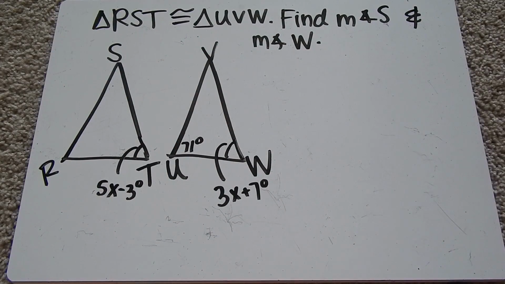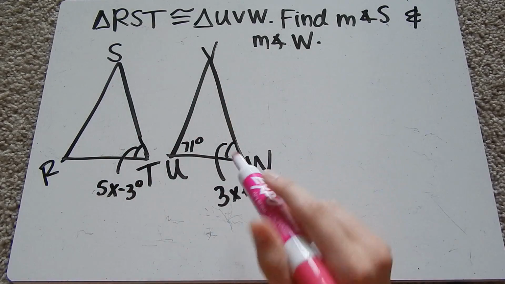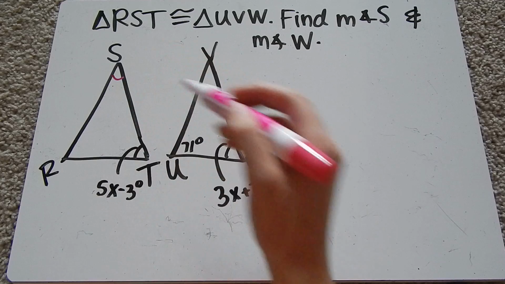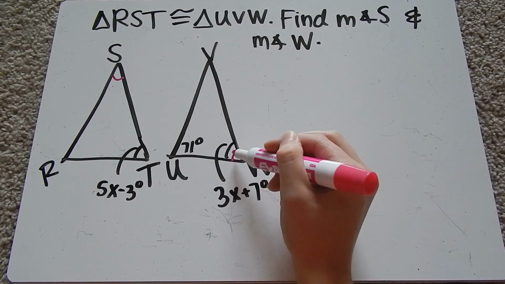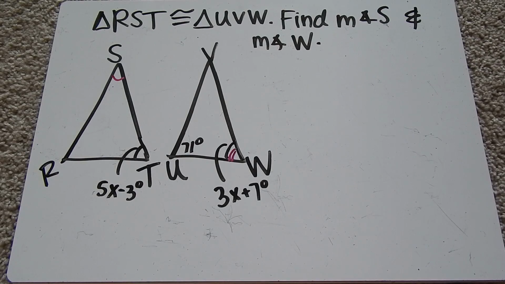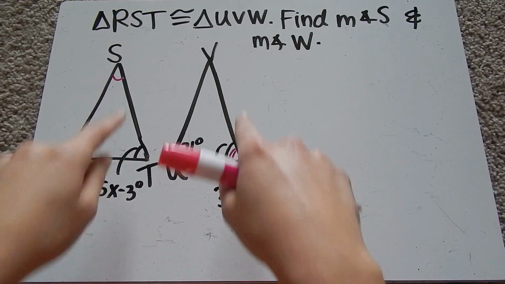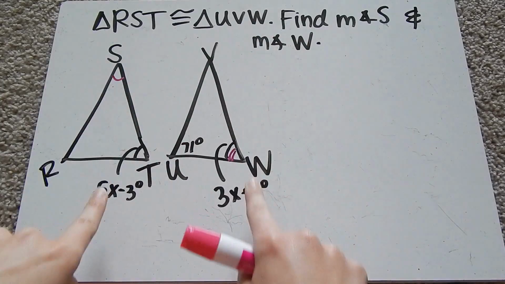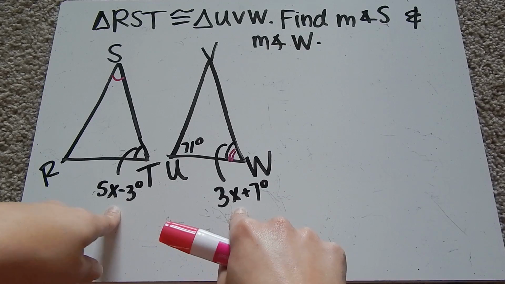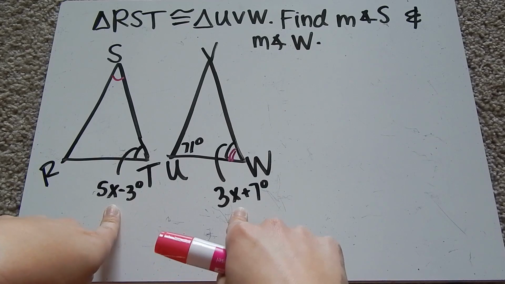This says triangle RST is congruent to UVW. So you can see these are positioned how we want them. We want to find the measure of angle S and the measure of angle W, which is here. So we want to find those two angles. The first thing I notice is I have an angle measure for T and W. These are in the same position, so they are congruent, which means I can set these two equal to each other, solve for x, and then I can figure out what W is equal to.